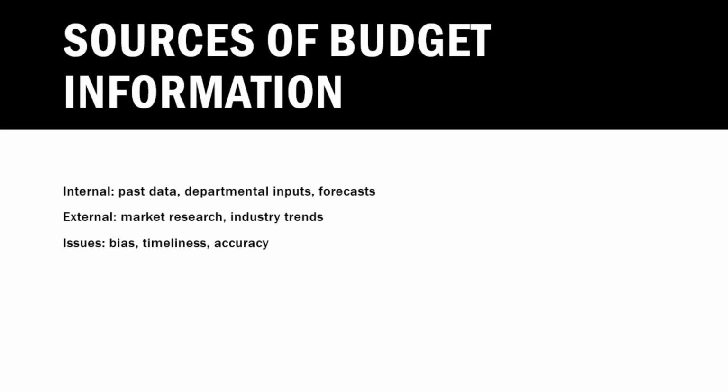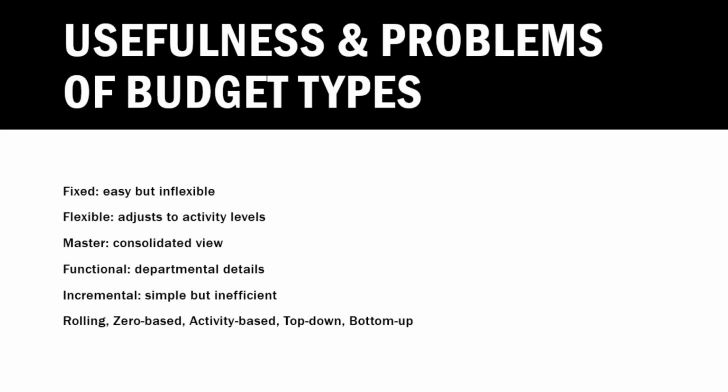Budget information comes from internal sources such as past results and departmental forecasts, and external sources such as competitors and market research. Problems include bias, inaccuracy, and outdated figures. Reliable information is essential. Budget types also vary. Fixed budgets are easy but poor for evaluation because they assume one activity level. Flexible budgets adjust to actual activity, providing fairer comparison. Master budgets consolidate all functional budgets into one. Functional budgets focus on departments. Incremental, rolling, zero-based, and activity-based systems each have their own strengths and limitations.